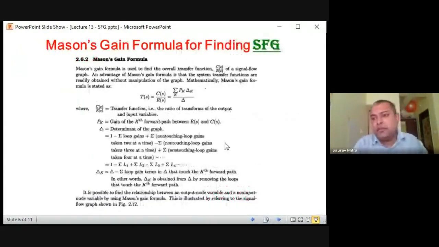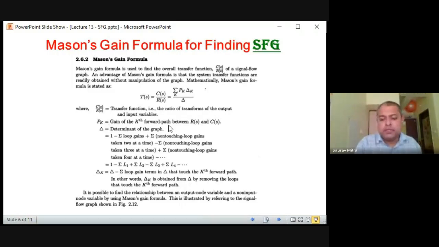Okay, now this is Mason's gain formula. So totally you will not understand now, but as we keep on doing numericals, we will understand what it is. Mason's gain formula is used to find the transfer function C(s) by R(s) in a signal flow graph. An advantage of Mason's formula is that system transfer functions are readily obtained. That means in one shot you can find the transfer function. So C(s) by R(s) is the transfer function.